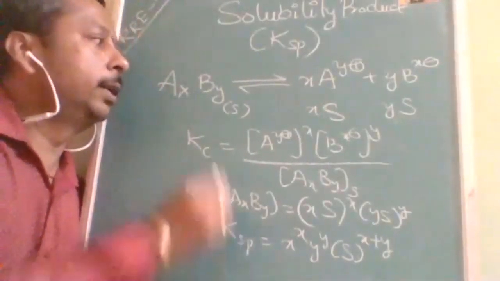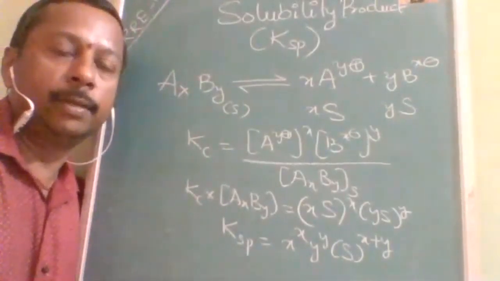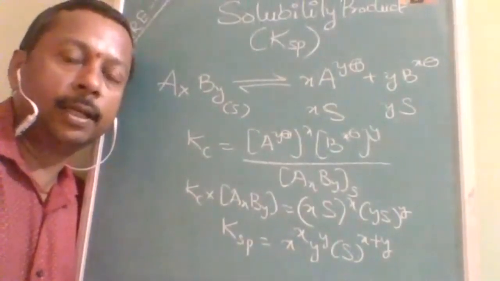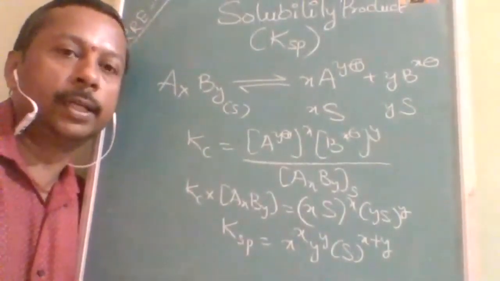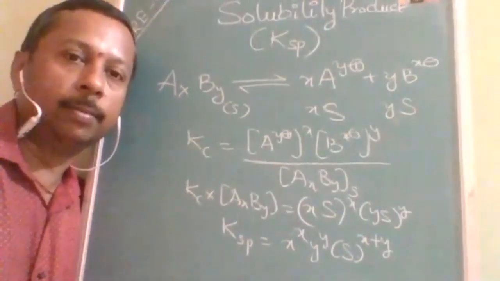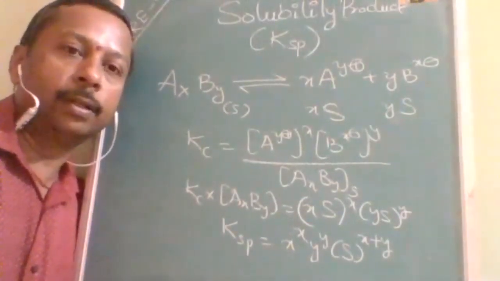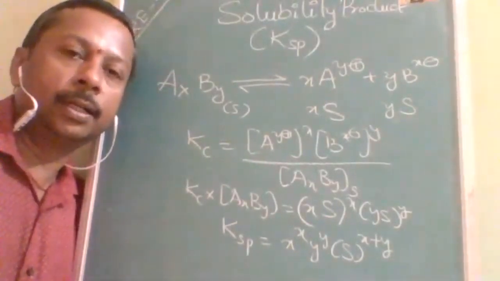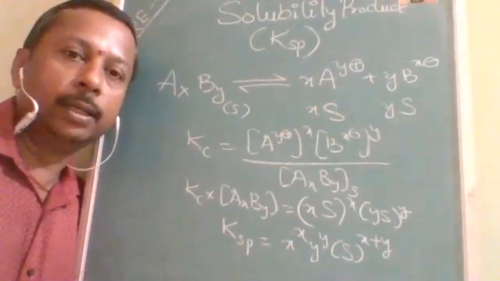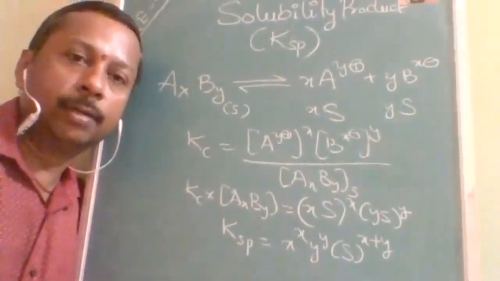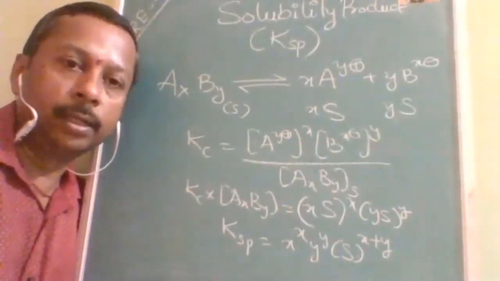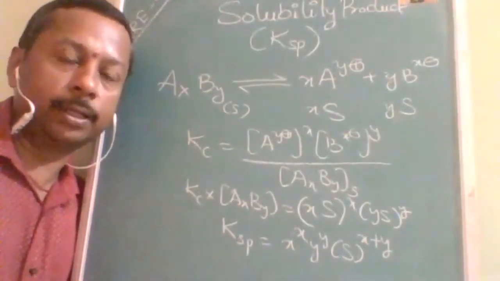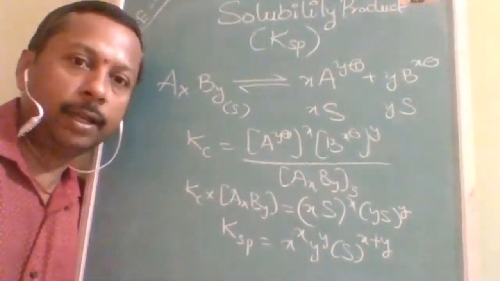Let us take AxBy, a sparingly soluble salt. X and Y can be anything, even 1. For example, AgCl is sparingly soluble: X will be 1, Y will be 1. PbSO4 is sparingly soluble, Pb is 1 and SO4 is also 1. BaCl2: X will be 1 but Y will be 2. Al2O3: X is 2, Y is 3. So that can change as per requirement. That's why I have taken the general form AxBy.